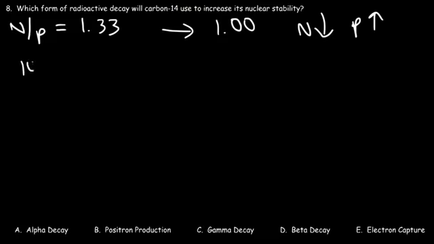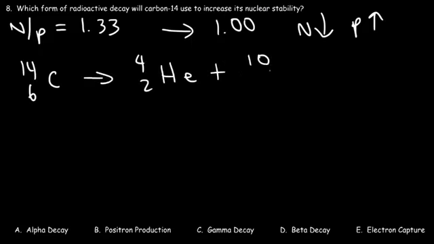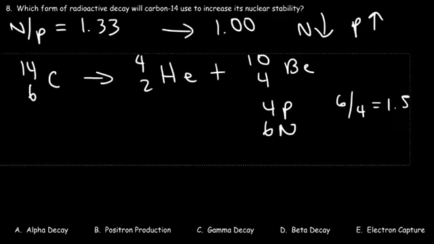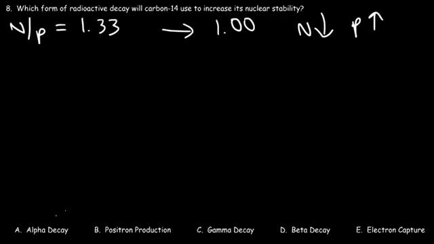So let's go through alpha decay. Let's assume carbon-14 goes through alpha decay. The mass number will be 10, and the atomic number will be 4. Beryllium has an atomic number of 4. So beryllium has 4 protons, 6 neutrons. 6 divided by 4 is 1.5. So that's not good. The neutron-proton ratio went up, which we don't want. So it's not going to be alpha decay. It's not going to decrease the neutron-proton ratio for this light nuclide.